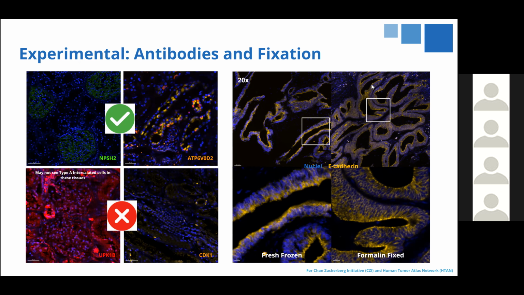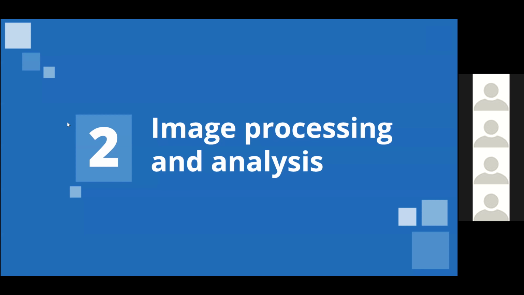And finally, another experimental consideration for the tissue is fixation. This is just a quick comparison between fresh frozen and FFPE, the two most common types. What we like to do with our samples is work mostly within FFPE, because we find that FFPE preserves morphological structures better than fresh frozen tissue. And then from there, I'll pass it over to Huan.